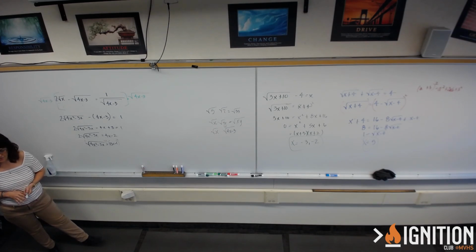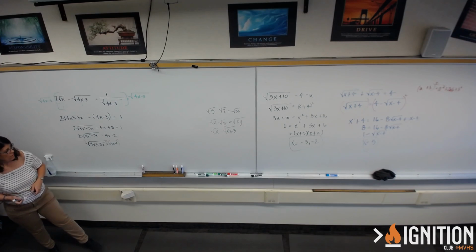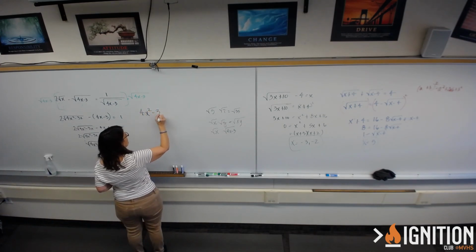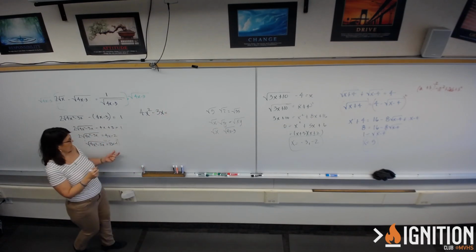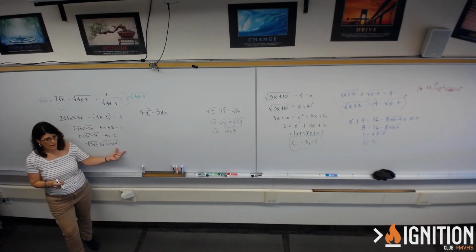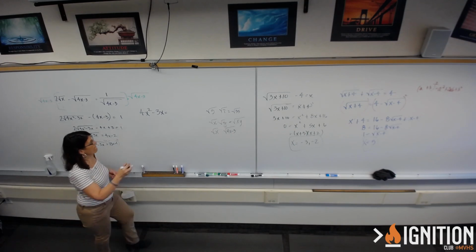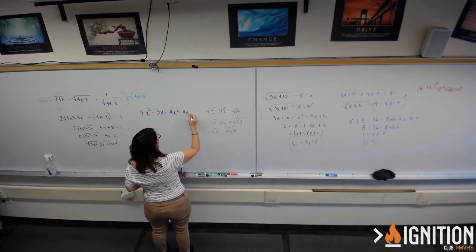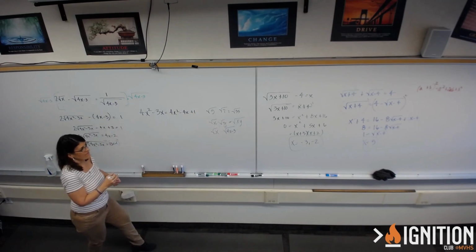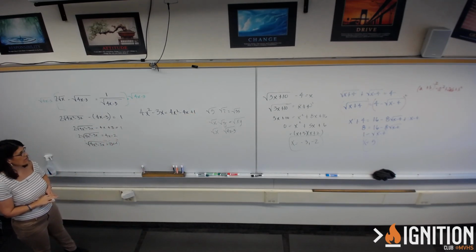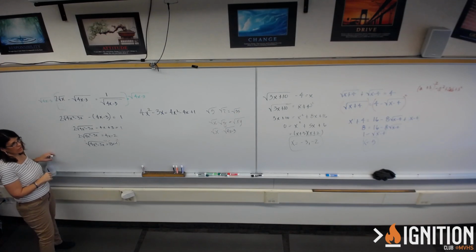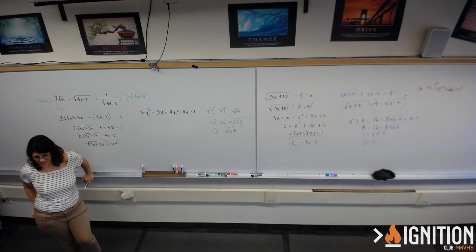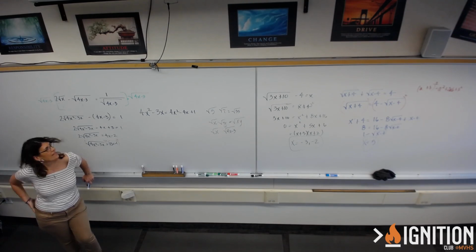What happens on the left? 4x squared minus 3x. Thank you. What happens on the right? 4x squared minus 4x plus 1. The 4x squared becomes 0. It's so nice. What do you get for x? X is 1? Well, that's nice.